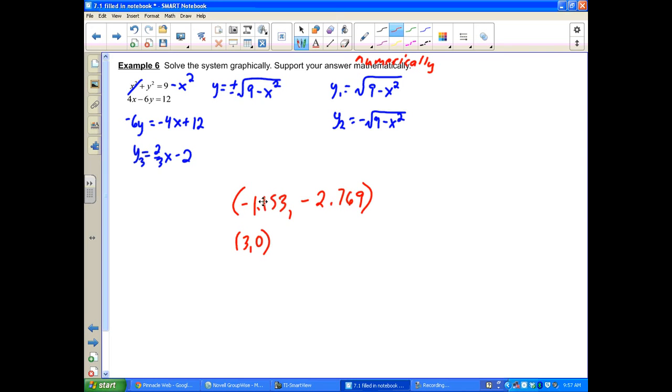And we can do the same thing for these 2 points, even though we did actually find them on the calculator. We could do this squared plus this squared, and we should in fact get 9. 4 times x minus 6 times y, we should get 12. So that's all there is to it except for the word problems.